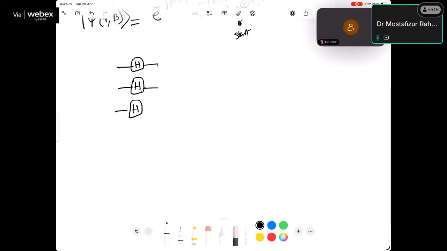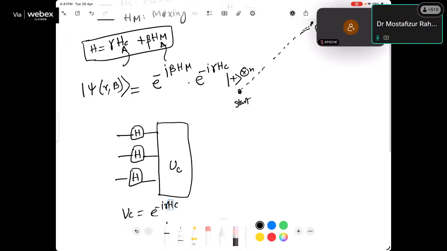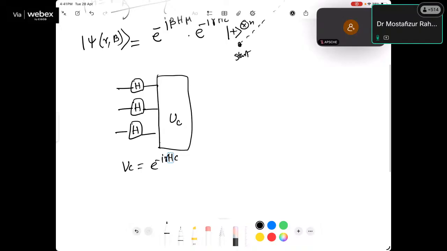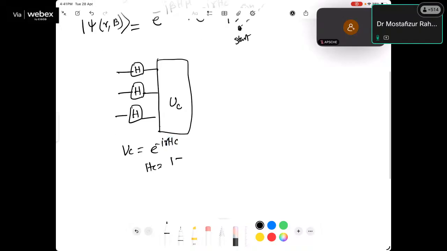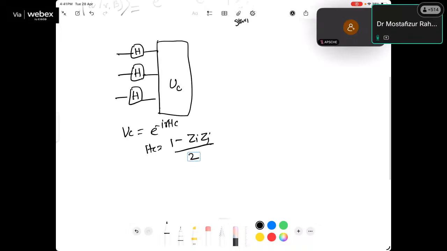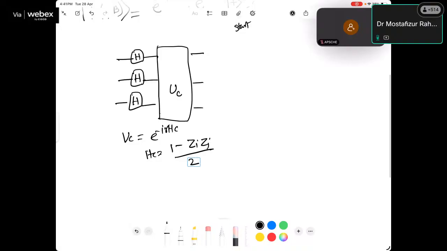Then for the problem part, HC, I design a unitary matrix UC, which is e to the power minus i gamma HC. This HC part we have already defined: it was (1 minus Pauli Z operator) by 2. And I apply another unitary, which is the UM part.